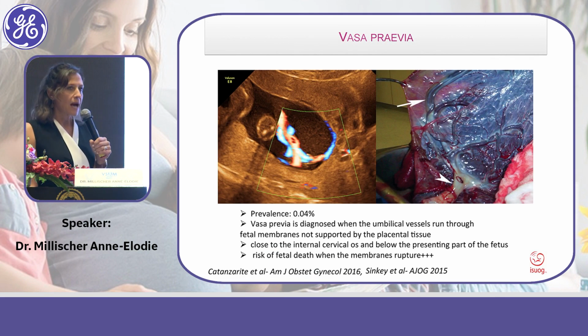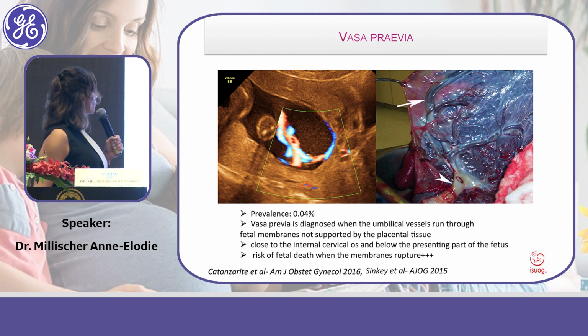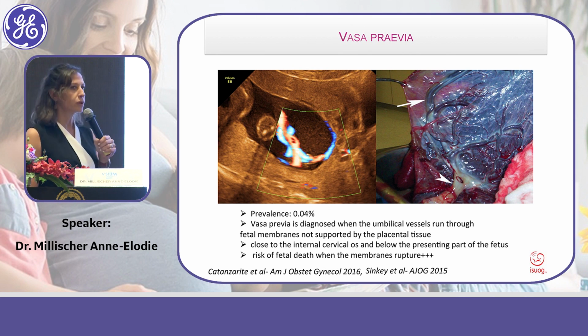The vasa previa, it is definitely the most important point that we have to look for when there is a low inserted placenta. And it is why you have to put systematically the Doppler when you measure the cervix, just to be sure that there's no vessels just in front of the internal orifice. And here you have the example of typical vasa previa.